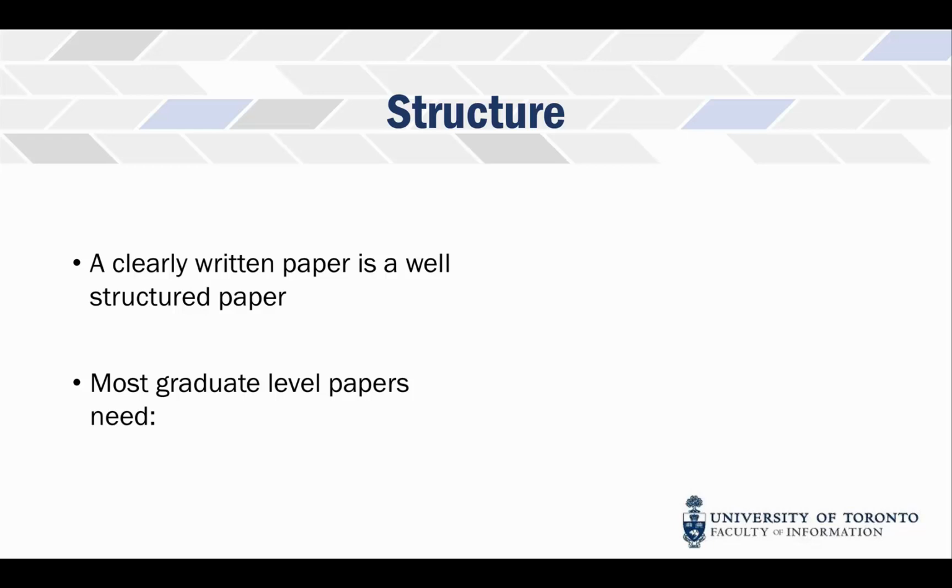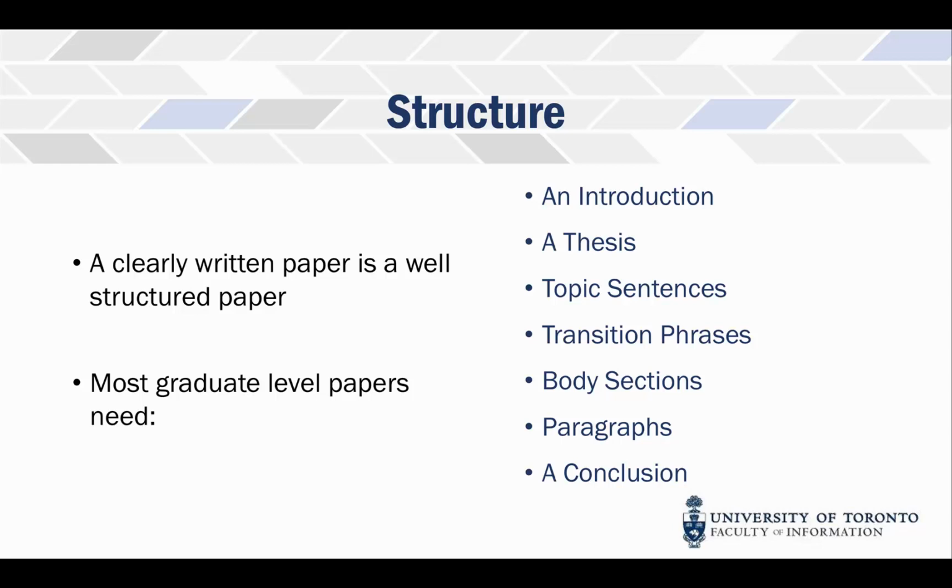A clearly written paper is a well-structured paper. Most graduate-level papers need an introduction, a thesis, topic sentences, transition phrases, body sections, paragraphs, and a conclusion. We will explore each structural element individually.